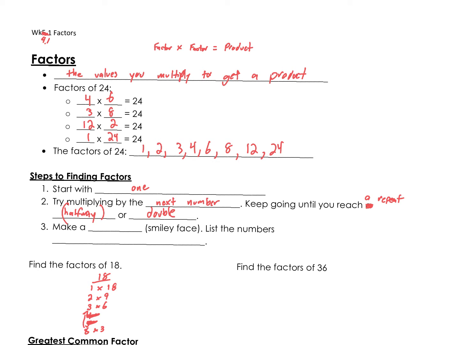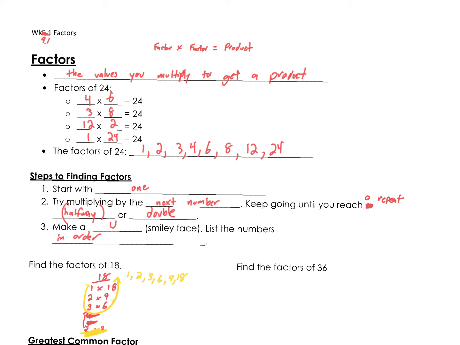Then we make a U, which looks like a smiley face, and then we list the numbers in order, smallest to largest. So here's my smiley face. 3 and 6 are on the outside, and we can just go around the smiley face, kind of like the Amazon sign too. 1, 2, 3. Then we go over to the right side, 6, 9, 18.